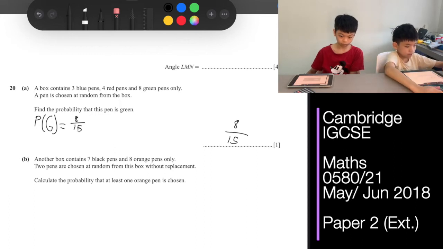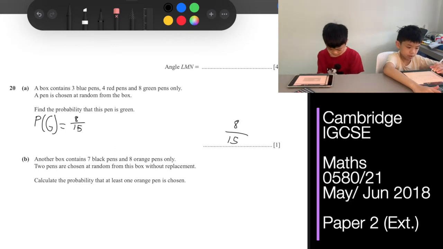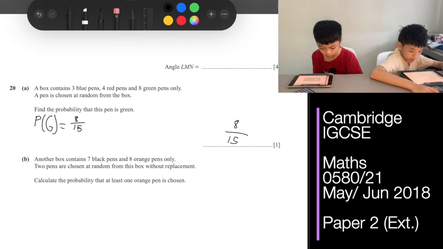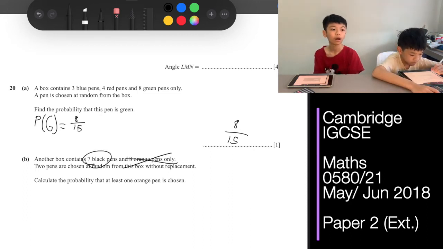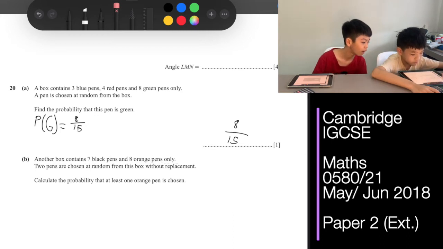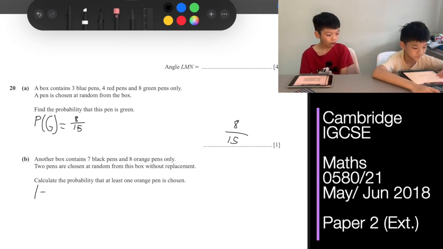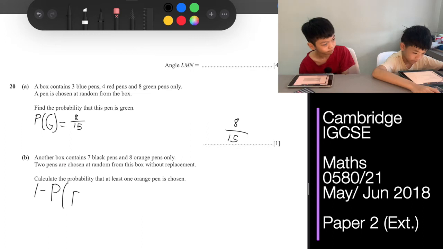For question 20b, another box contains 7 black pens and 8 orange pens only. 2 pens are chosen at random from this box without replacement. We need to calculate the probability that at least 1 orange pen is chosen. So we can use reverse psychology and consider only black pens, no orange pens. 1 minus the probability of black only.